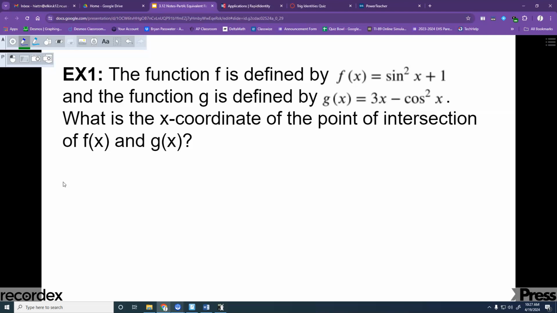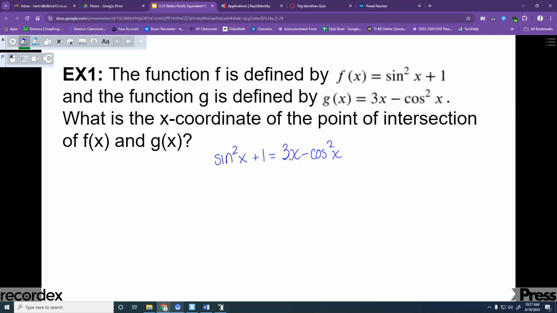So if we're looking for a point of intersection of two functions, what do we have to do? Get the x. Yes, but before we do that, what do we have to do? Set them equal. So I'm going to have sine squared x plus 1 equals 3x minus cosine squared x. Now, this originally looks terrible because I've got a sine squared and a cosine squared, and I've got this regular x over here.